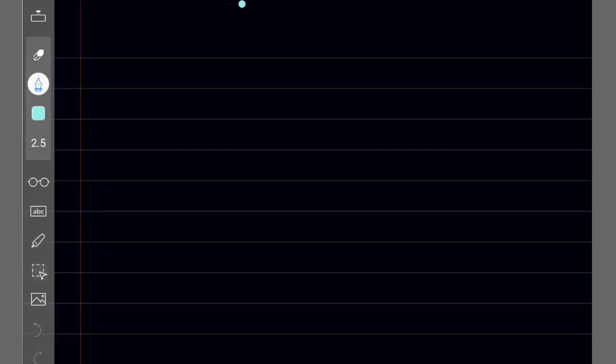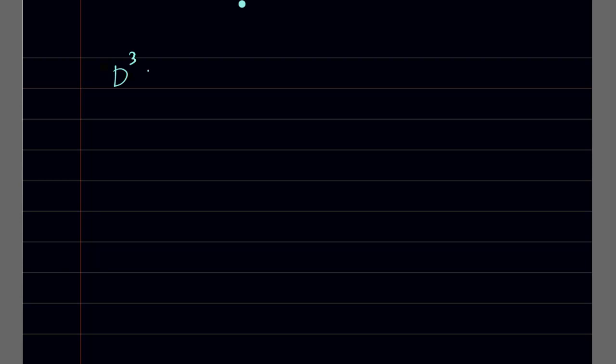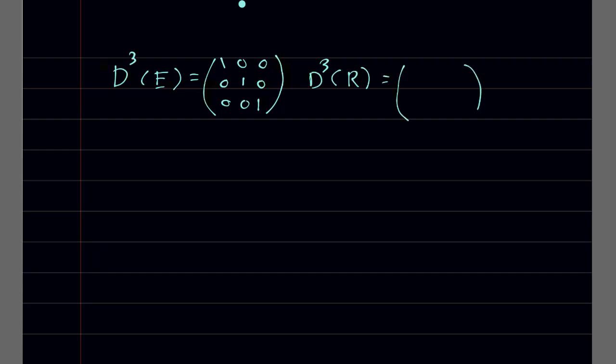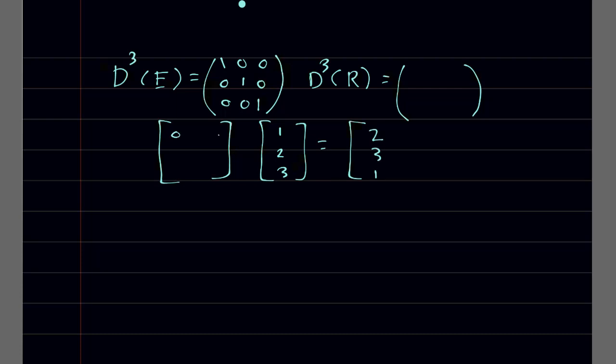It is very easy to guess what the 3-dimensional representation of the element E will be. Of course, it is the identity: 1, 0, 0, 0, 1, 0, 0, 0, 1. Can you guess what the 3D representation of R will be? The matrix should be such that when it acts on 1, 2, 3, we get 2, 3, 1. So to bring 2, there should be 0 here, 0 here, and 1 here.